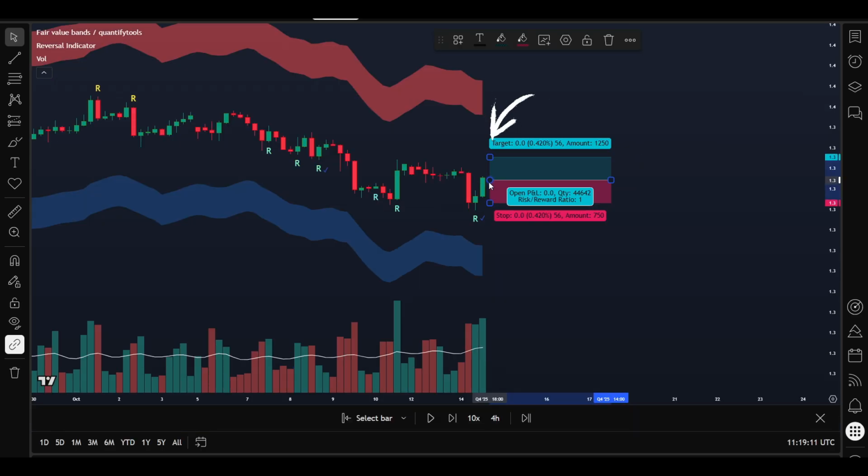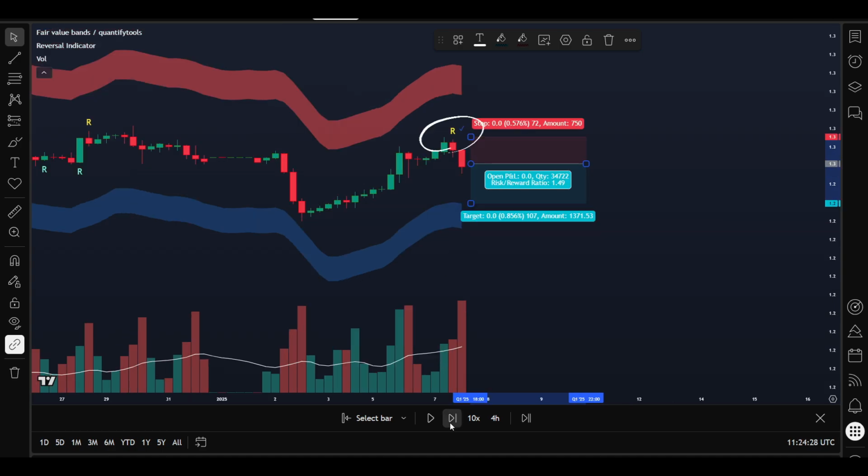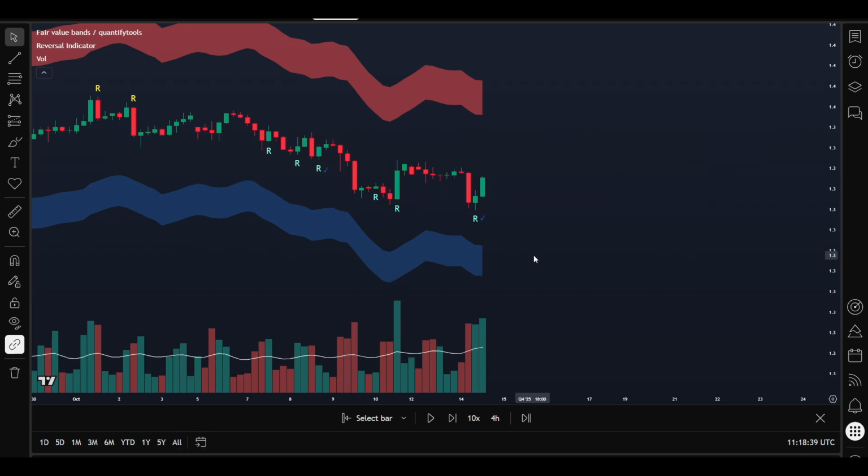Execution rules for all trades. Act on closed candles and execute on the next candle open. Stop goes beyond recent structure, below the most recent meaningful swing low for longs, above the most recent meaningful swing high for shorts. Target is always 1.5 R, 1.5 times the initial risk. If any filter is missing at the close, skip it. No debate.